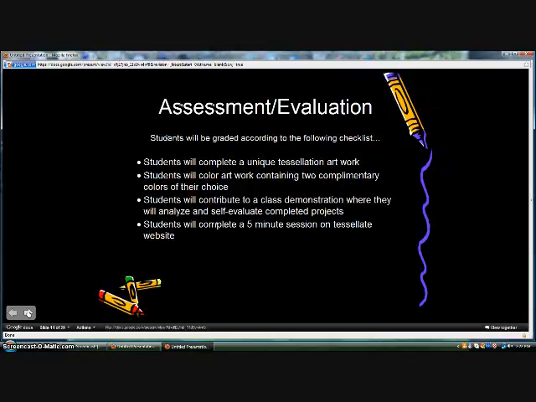For the assessment and evaluation, the students will be graded according to the following checklist. Students will complete a unique tessellation artwork. Students will color artwork containing 2 complementary colors of their choice. Students will contribute to a class demonstration where they will analyze and self-evaluate completed projects, and the students will complete a 5-minute session on a tessellation website.